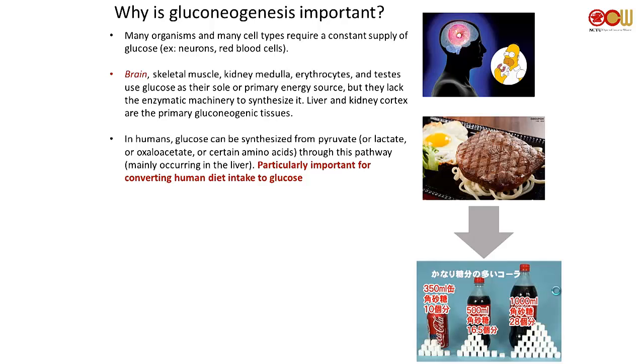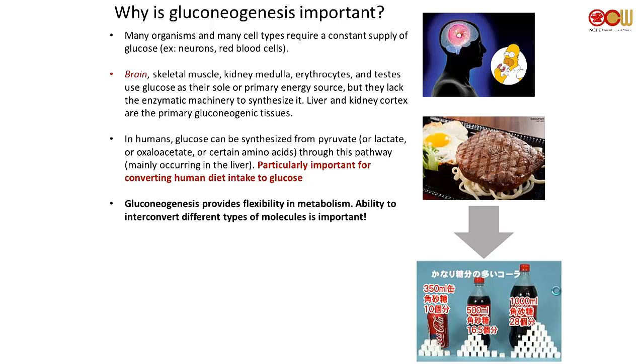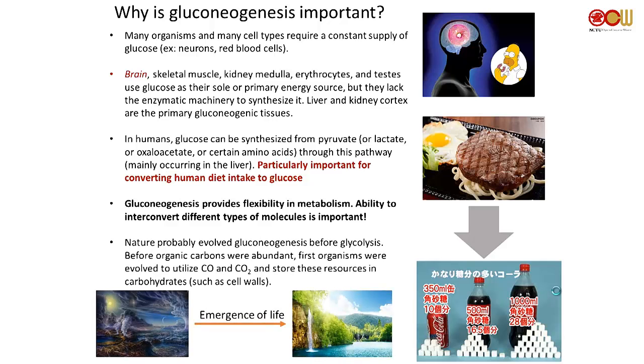This is particularly important for converting human diet intake to glucose, somehow turning a big steak into Coke with a lot of sugar. Okay, magic. Bottom line is that gluconeogenesis really provides flexibility in metabolism. It's the ability to interconvert different types of molecules. That is really important because when we're talking about biology, life, one of the very essential features of metabolism is that you have to be flexible, right? You have to be able to interconvert different things, okay?